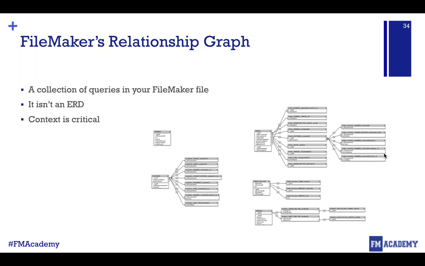And one of the other big differences between ERDs and FileMaker's relationship graph is that context is critical in FileMaker's graph. FileMaker's graph uses context to resolve your relationship and give you back your result set. While in an ERD, it doesn't matter what context an ERD is used in, those natural relationships, those primary key to foreign key relationships, are always the same.